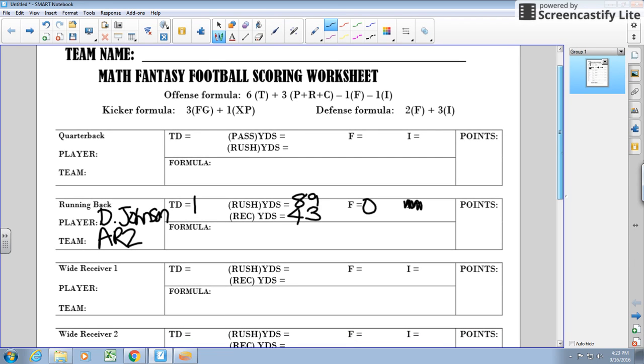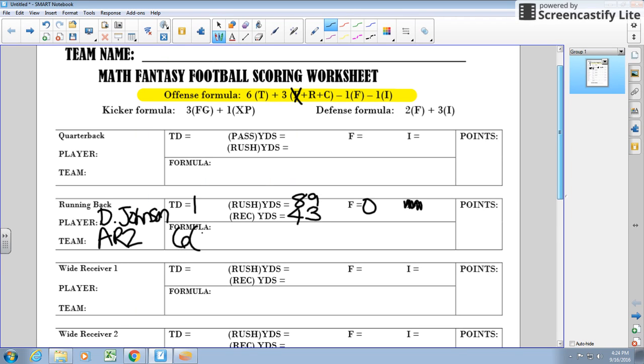Now, he is an offensive player. So he's going to be using the offensive formula for the scores. So if you look, you're going to follow touchdowns. Now, P for passing yards, you're not going to have because he's not a quarterback. Only quarterbacks have those. R stands for rushing and C stands for receiving. So he has both of those. So now we're going to just plug everything in.